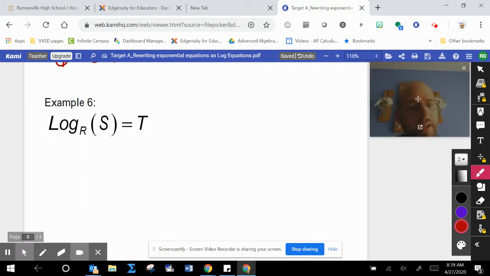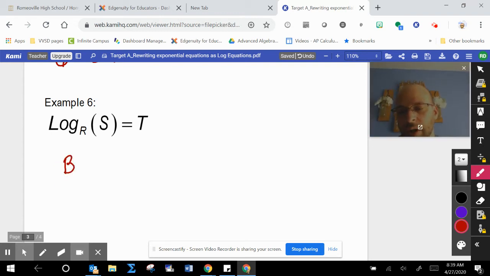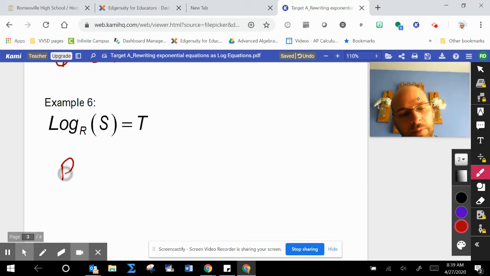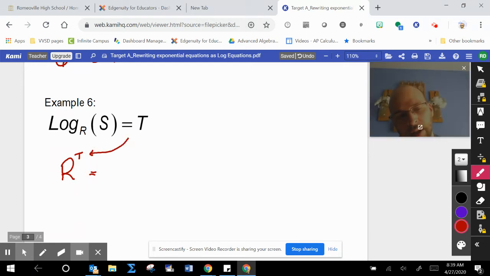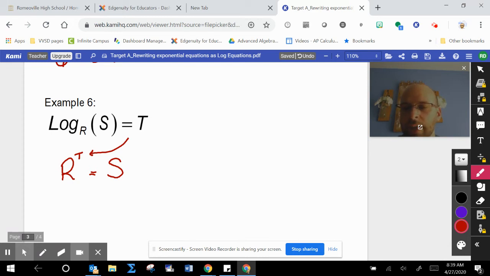All right, so I have one here. Same idea, but with variables. So the base of, I put a B. It should be an R. My bad. Let's get rid of that. So I have the base of my log is R. The exponent is T, right? And that will always be equal to what's in the parentheses, which is S, right?